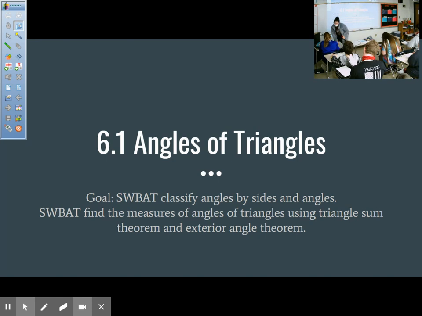Yeah, 6 point angles. We don't have school because of weather. Will you have 6.1 angles of triangles? Yeah. I'll post it on Google Classroom. Okay. We will definitely be here every day this week.